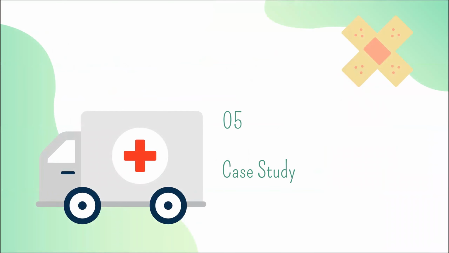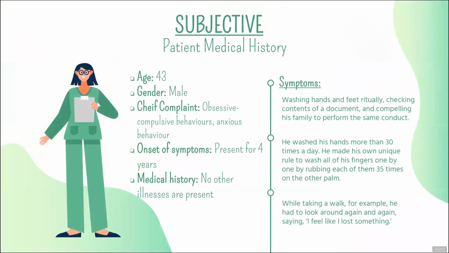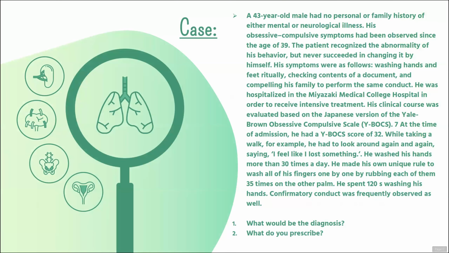Now, we will discuss the use of this drug in a clinical case setting that can set an example for us. In this case study, a 43-year-old male patient has no personal or family history of any mental or neurological illness. His obsessive compulsive symptoms have been observed since the age of 39, and the patient has recognized his own abnormal behavior, but he cannot change it.